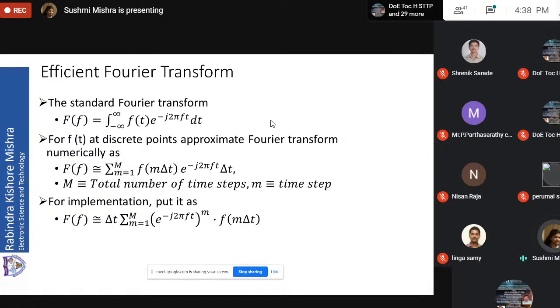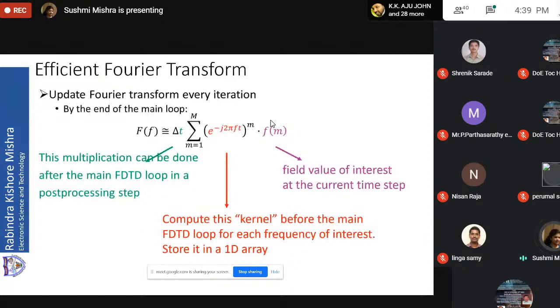Now to implement this in the program, put this F as this value in the program. Write a code for that. I'll show you the code later. Let me tell you how to do that. After the end of the main executive loop, I have to implement this F of f, which is given by this expression.